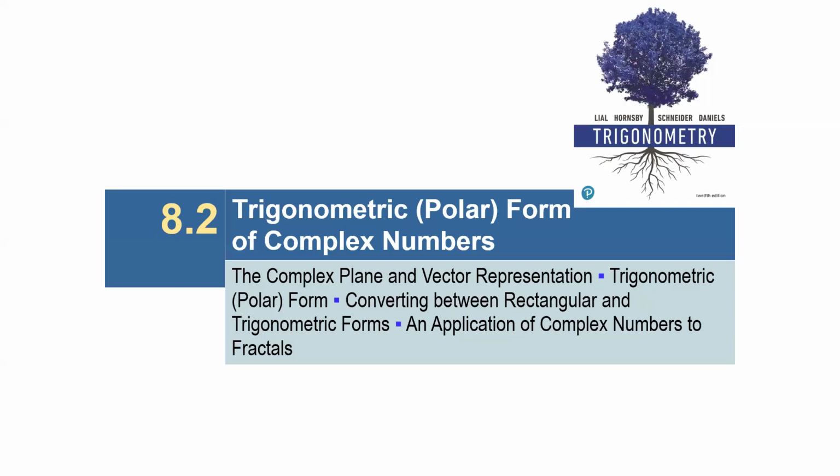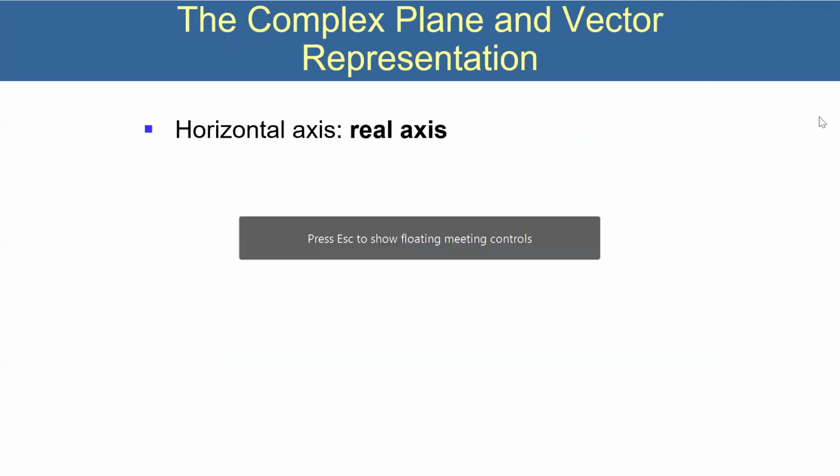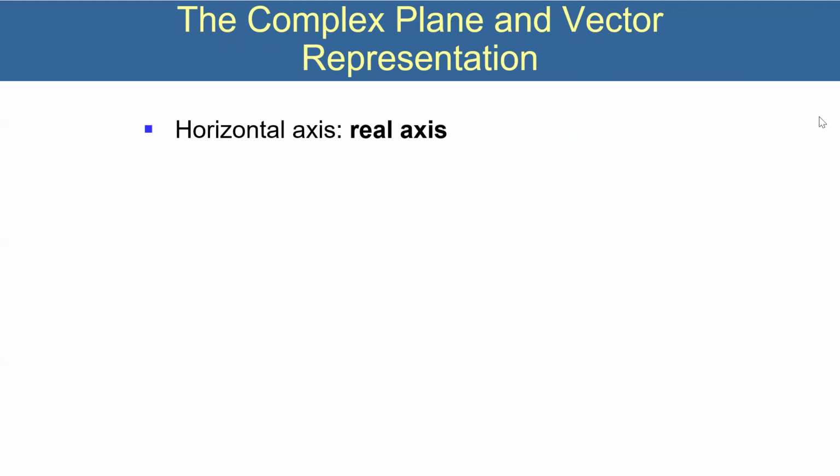8.2, trigonometric polar form and complex numbers. Okay, so this is what we're going to be doing. When we're talking about the horizontal axis, we call that our real axis. Our horizontal axis is our real axis. Our vertical axis is going to be our imaginary axis. Horizontal is our real, and our vertical is our imaginary.